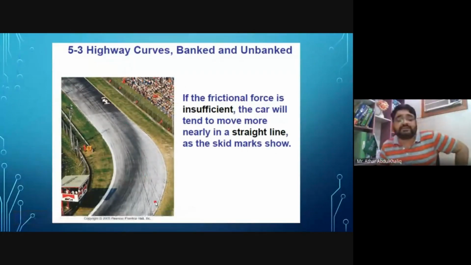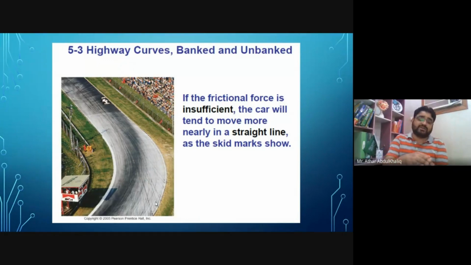And we will say that there was not enough frictional force between the tires and road. This might happen because the tires of the car are worn out, or the road is slippery, or you can say that the road is wet.